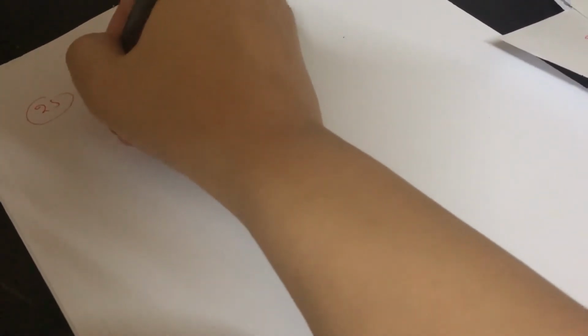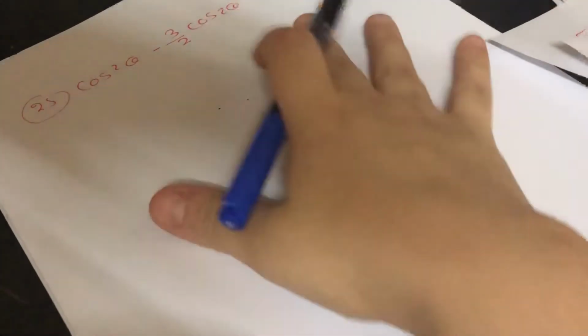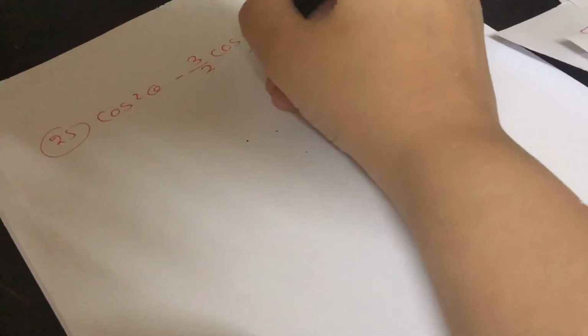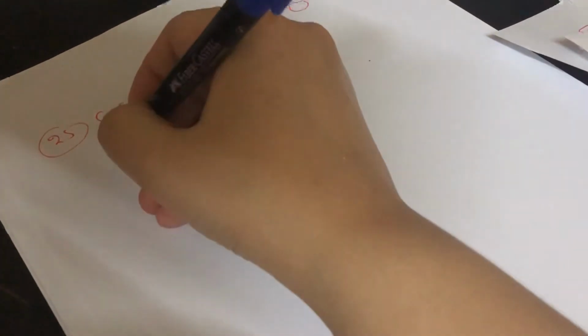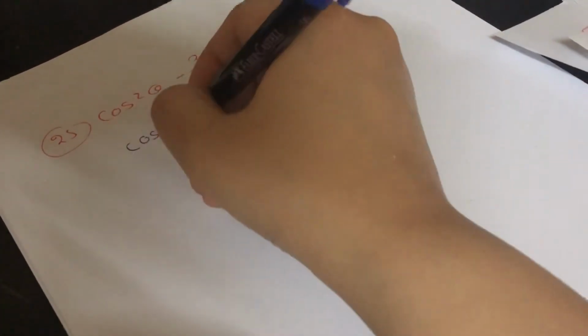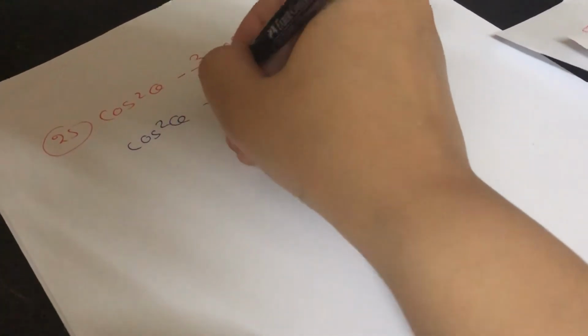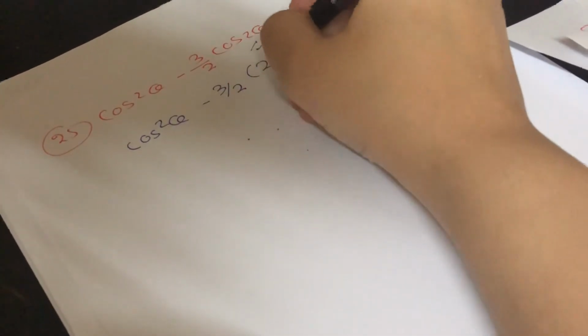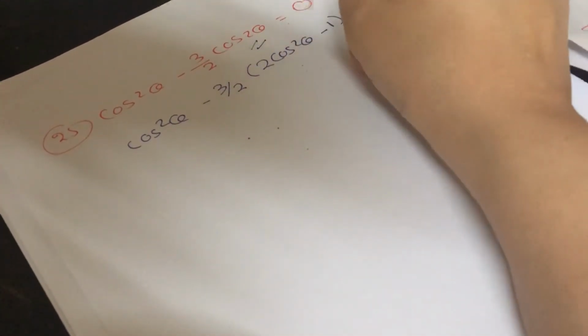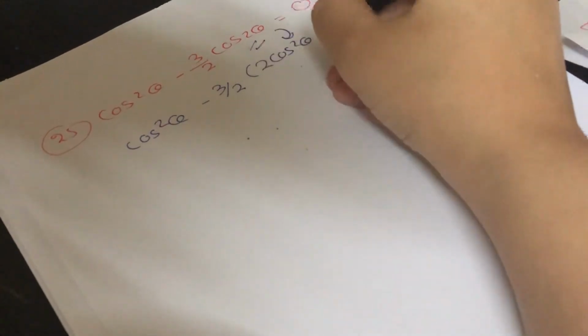Over here, 25. Cosine squared theta minus 3 over 2 cosine 2 theta is equal to 0. Okay, so I can see a double angle identity over here. We go for the one with cosine because I have cosine squared. It's going to be 2 cosine squared theta minus 1. This is the easiest one here.